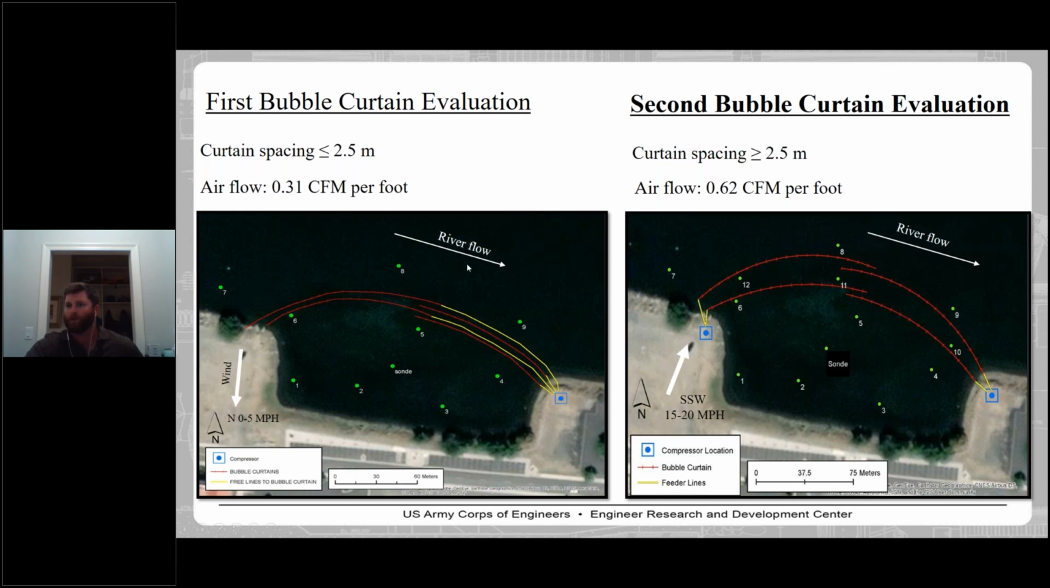Note the arrow of the river flow here and the wind directions between the 2 evaluations. During the first evaluation, we had very favorable wind. Second, not so much, blowing directly into the river channel, where if this was an operational treatment, we would have delayed the treatment if herbicide was being applied because of the unfavorable conditions. But because we were using dye, we went ahead with the evaluation to see how the bubble curtain performed in less than ideal conditions.